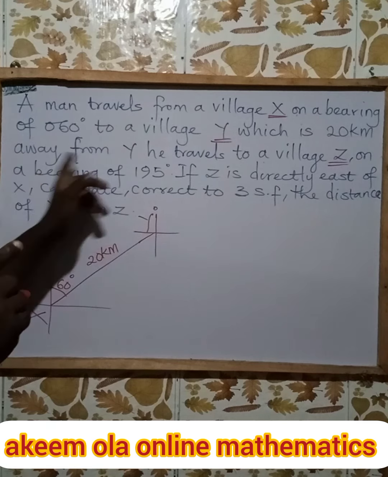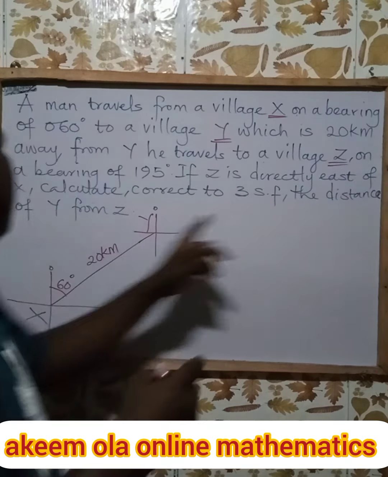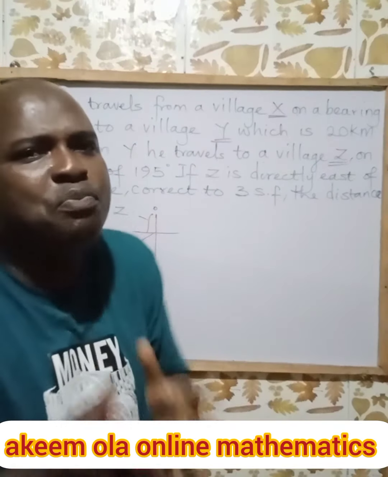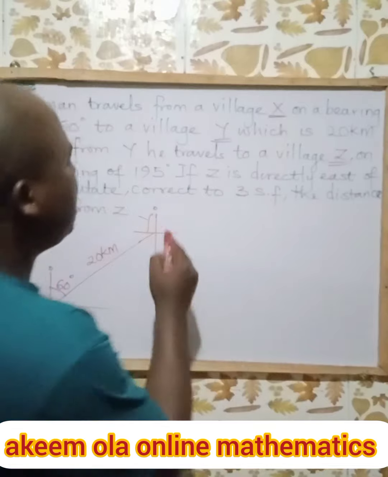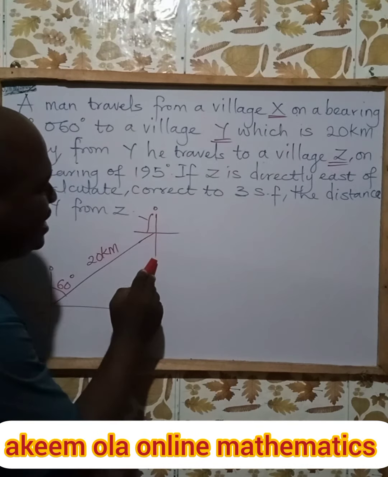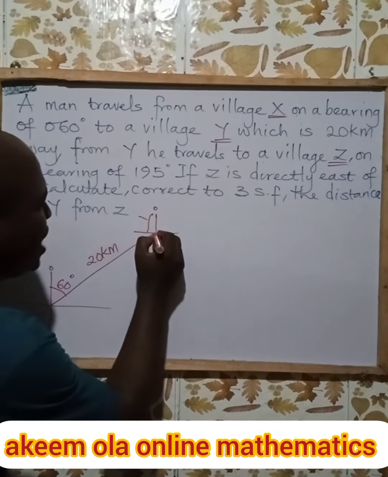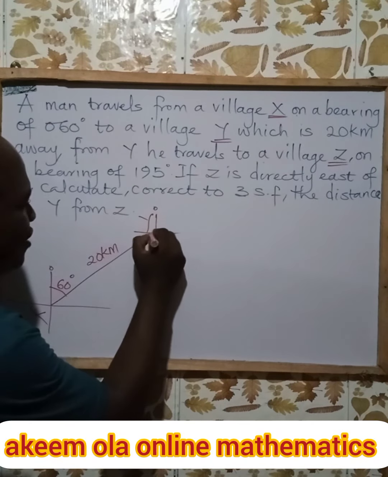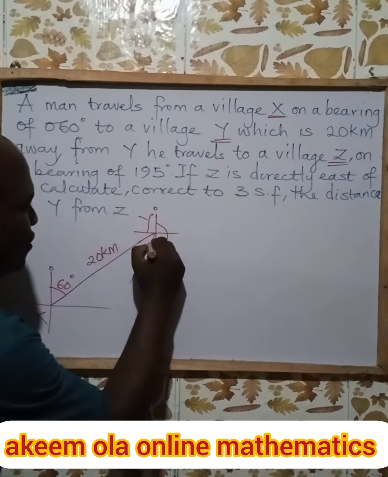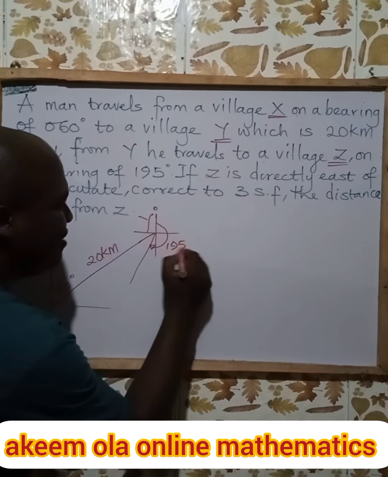They now said from Y, he traveled to a village Z on a bearing of 195. 195 will be in the third quadrant. We have the first, second, and so on. That is, 195 will be between 180 and 270. That means 195 will be around this side. I am going to have something here, and something here. This is my 195 degrees.